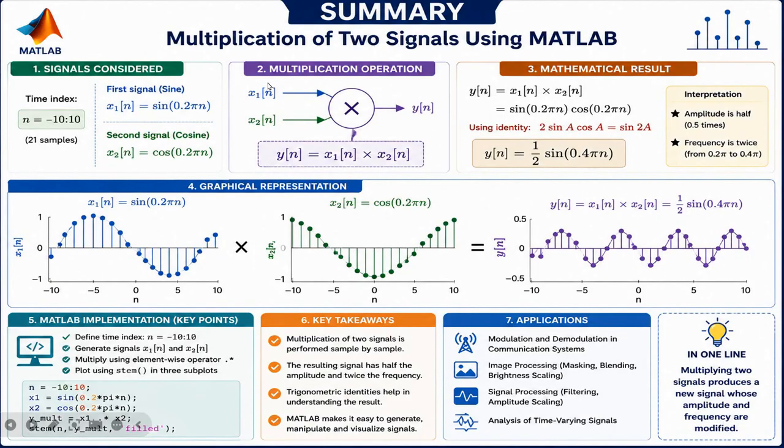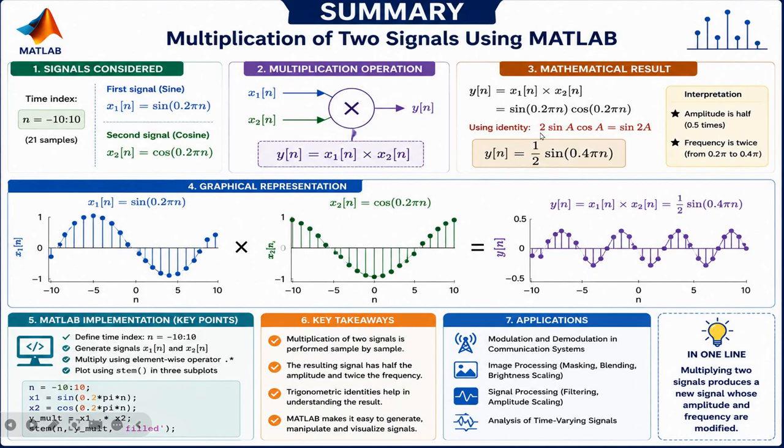So here this is the summary. First we are creating the time index for 21 samples, then we are taking the two signals and multiplying them. Then this is the mathematical result, this is the graphical representation, and this is the MATLAB implementation. These are the key takeaways from this program: multiplication of two signals is performed sample by sample, and the resulting signal has half the amplitude and twice the frequency. And the trigonometric identities help in understanding the result.